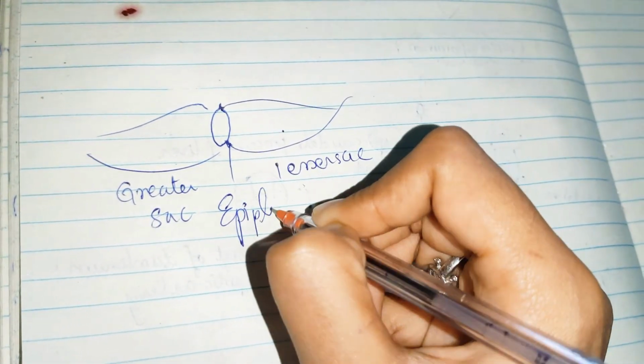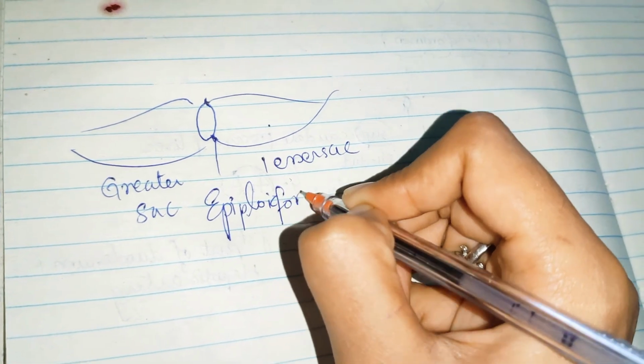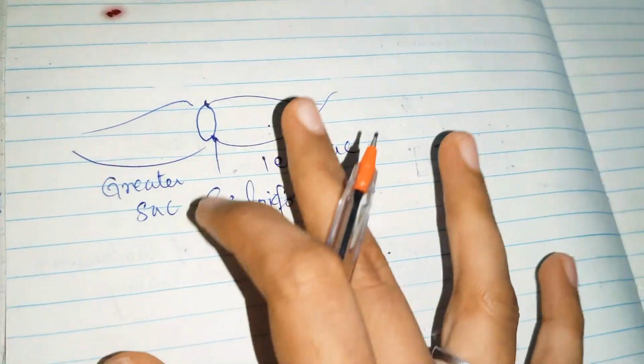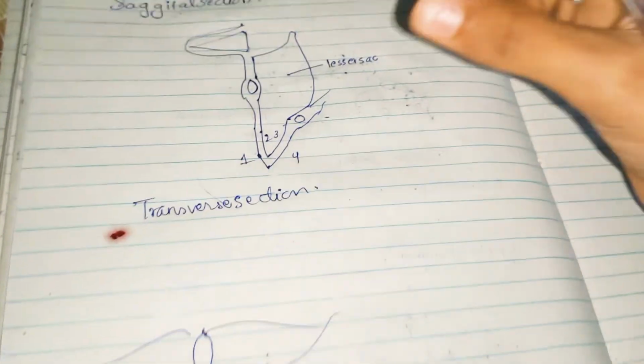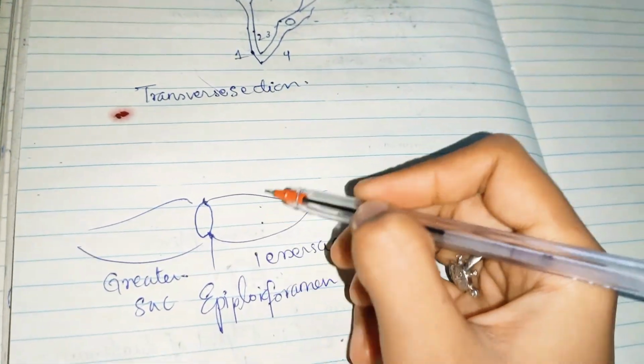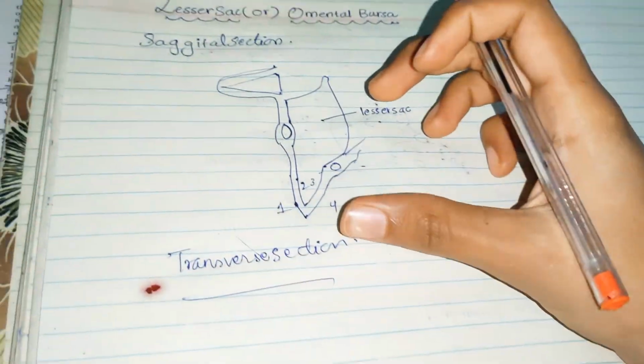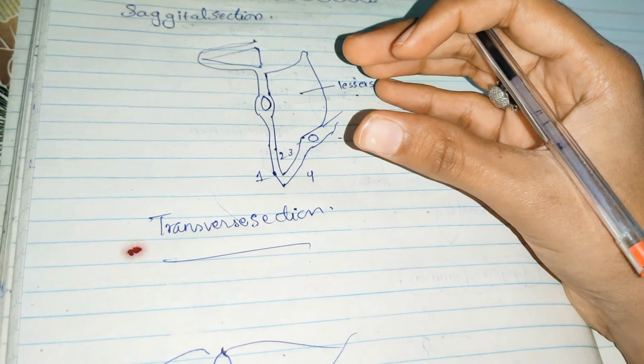I already made a video on the epiploic foramen, you can check that out. So lesser sac, epiploic foramen, greater sac. Only on the right side is it open to enter into the greater sac, that's it. So this is in the sagittal section, this is in the transverse section. Now let us understand its boundaries, by what it is formed.